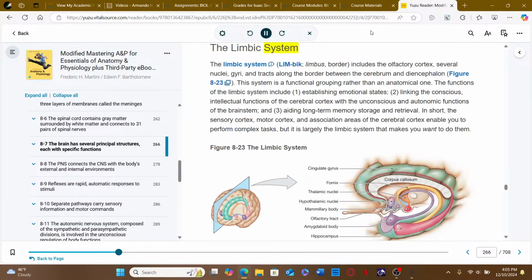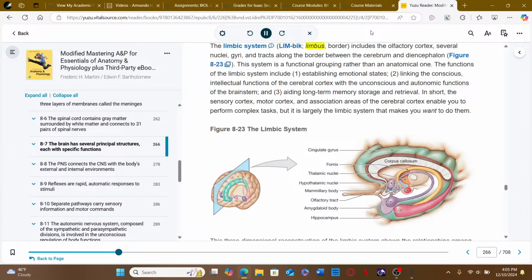The limbic system. The limbic system (limbus, border) includes the olfactory cortex, several nuclei, gyri, and tracts along the border between the cerebrum and diencephalon, Figure 8-23. This system is a functional grouping rather than an anatomical one. The functions of the limbic system include: one, establishing emotional states; two, linking the conscious, intellectual functions of the cerebral cortex with the unconscious and autonomic functions of the brainstem; and three, aiding long-term memory storage and retrieval.